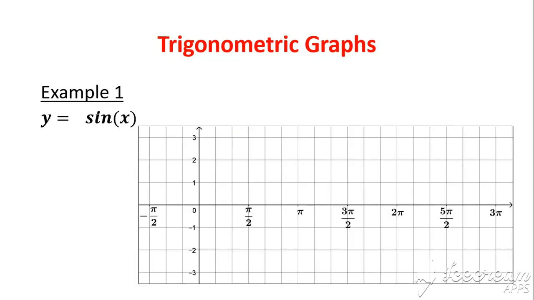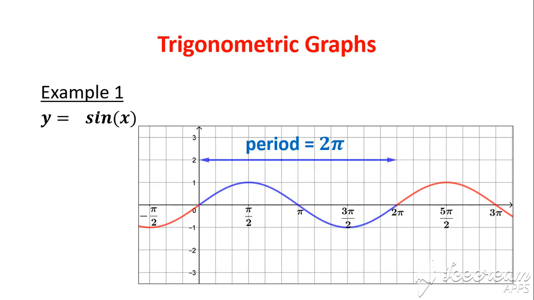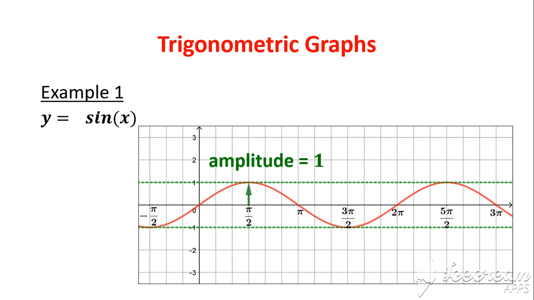Right, straight into example 1. Let's go back and review what y equal to sine x looks like. Now, we're using radians. It's a far more common measure of angle now that we're moving into level 3 and beyond. So here's what the sine graph looks like. Remember, it starts at 0, 0 and has a period of 2 pi radians, and it has an amplitude of 1. In other words, it doesn't go higher than 1 or lower than -1.